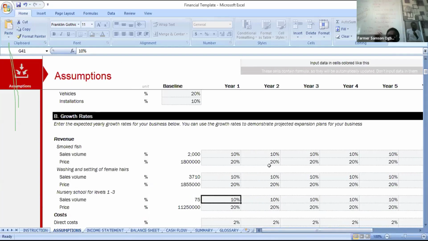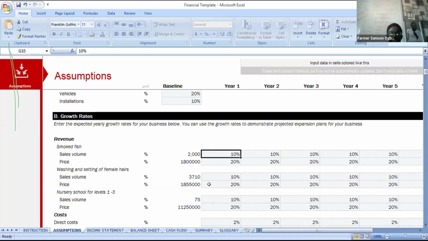As a business owner, what is the percentage increase you think you are going to have? Your baseline is when you were doing your own internal study. In the next 1 year, what is the percentage increase you think you are going to have in your sales volume? Is it going to be 0%?